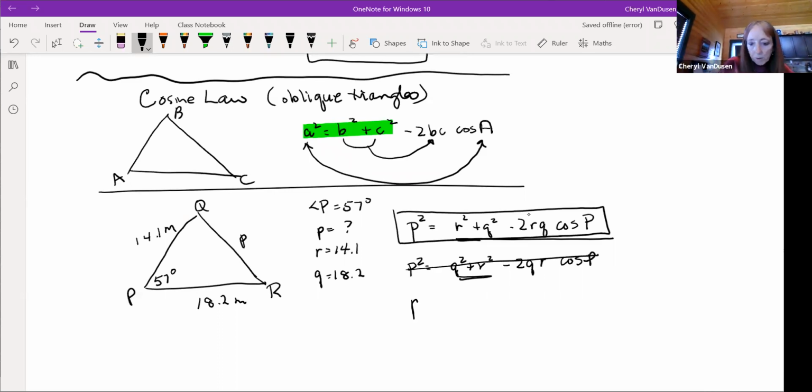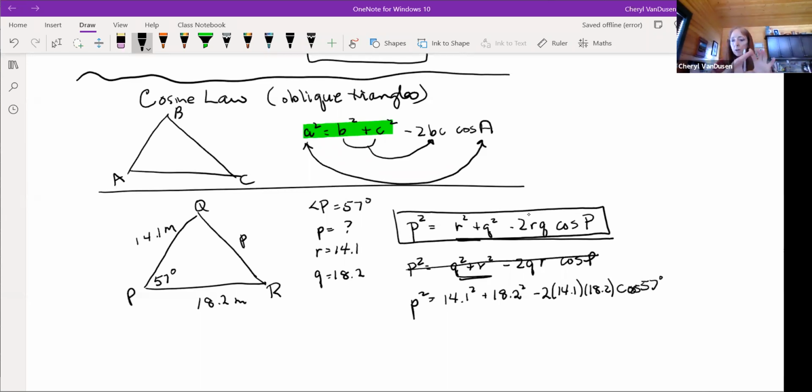So now we just put everything in. P squared equals 14.1 squared plus 18.2 squared minus 2 times 14.1. I just use brackets here, times 18.2, and then times the cosine of 57. Now, I highly recommend you put that all in your calculator at once and then hit enter. So just really carefully, as it's written, put it in your calculator. And I'll tell you what you should get out. And again, if you don't, then you can alert me and I can dig down with you as to what the problem is.